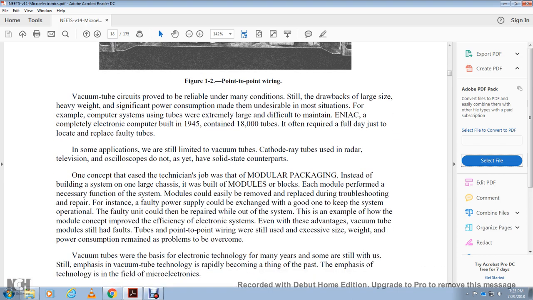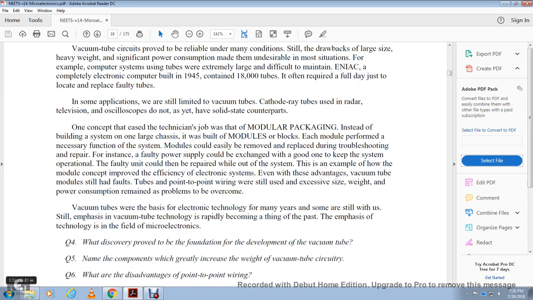One concept was modular packaging, in which the technician's job changes from building the system to replacing modules. The larger job is built from modules, with each module performing a necessary function of the system. Modules can be easily removed and replaced for troubleshooting and repair. For instance, a faulty power supply could be exchanged with a good one, and the faulty unit could be repaired while the system is operating. The module concept improved the efficiency of electronics, but even with this advantage, vacuum tube modules still had faults: the tubes, the point-to-point wiring, excessive size and weight, and power consumption remained problems to be overcome.